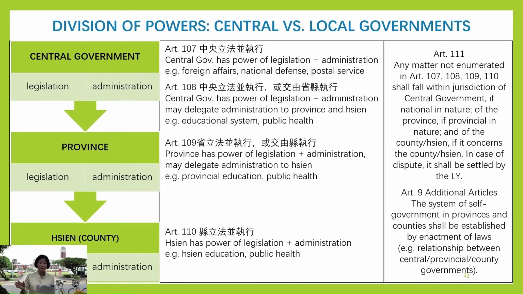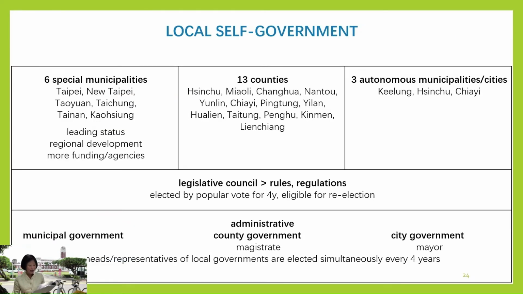So this is the distribution of powers between the central and local government according to the Constitution. But we know that the Constitution of the Republic of China was drafted many years ago, right? So what does the situation look like now? Today, the local self-government is composed of 6 special municipalities, namely Taipei, New Taipei, Taoyuan, Taichung, Tainan, and Kaohsiung. These special municipalities have a leading status for regional development, and they also have more funding and more agencies. So these special municipalities play a leading role.